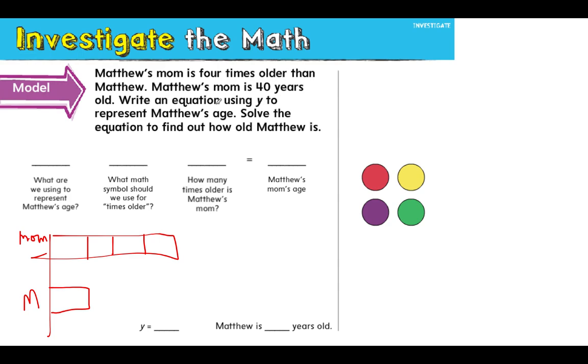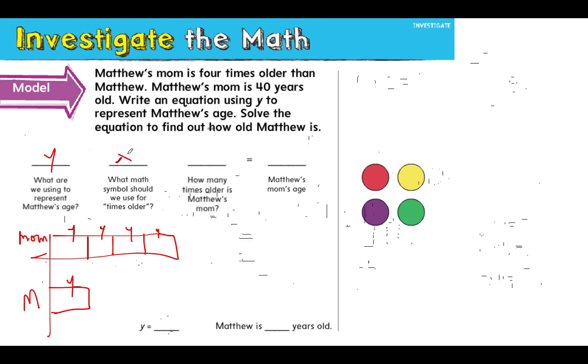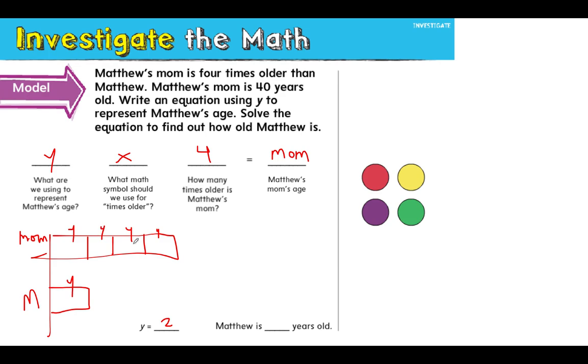Now, instead of doing a question mark, they want me to use an equation using y. Y is just like a mystery number. So if Matthew is y, his mom is 4 times y. Y times 4 equals mom's age. We don't know what that is yet, right? If y equals 2, then Matthew's mom is 8, right? Because the mom is 4 times older than Matthew. By the way, that's crazy that Matthew would be 2 and Matthew's mom would be 8, but that's all good.